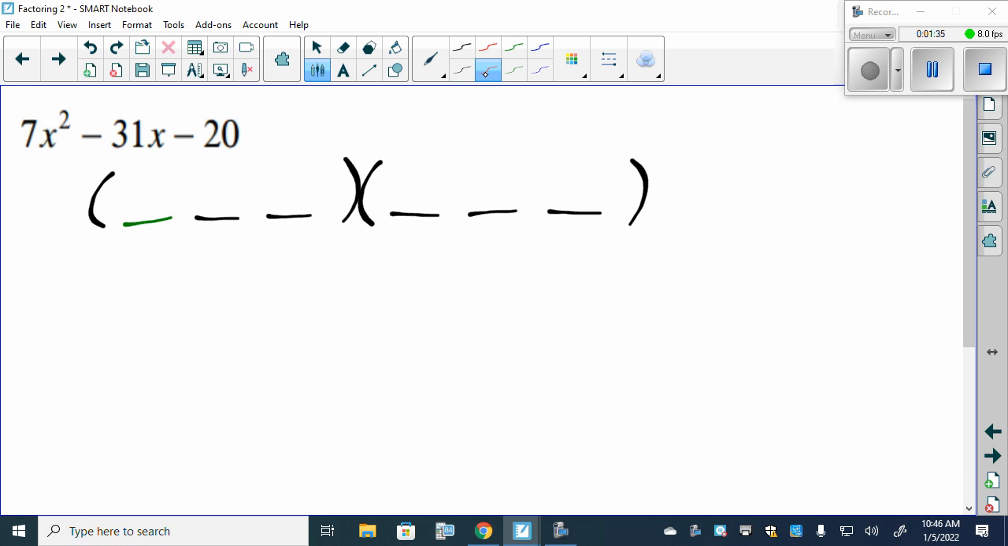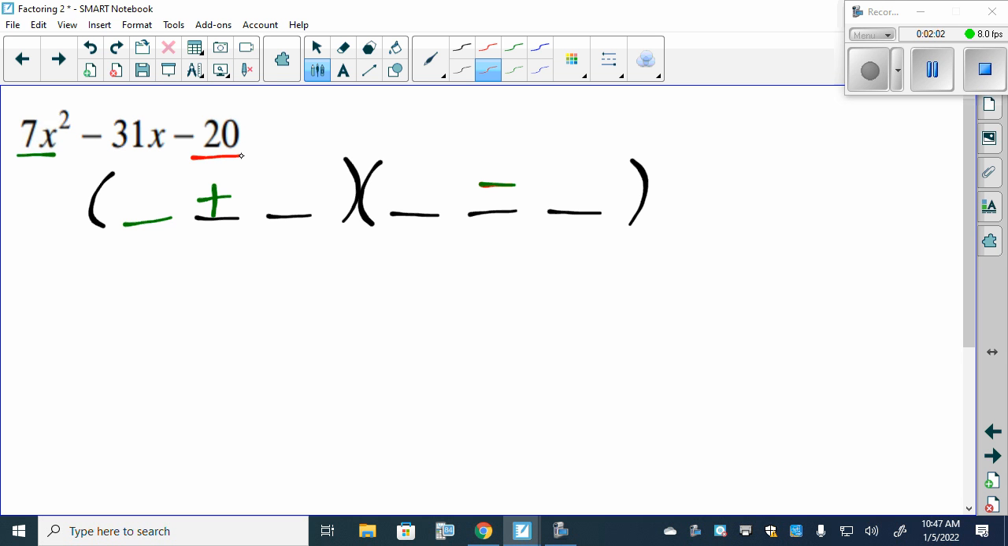And what we want to find next is the signs. To find the sign, we look at the third term, and our third term is negative, so the signs are opposite. One is going to be positive and one is going to be negative. So that takes care of the signs in step number 3.